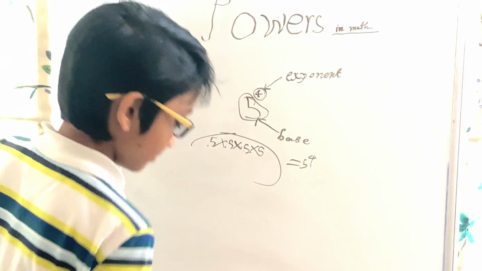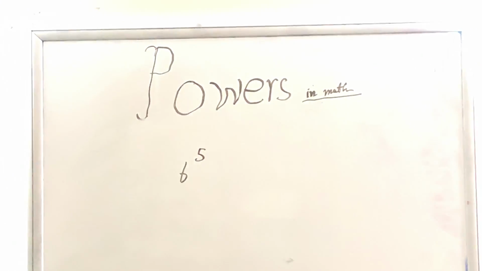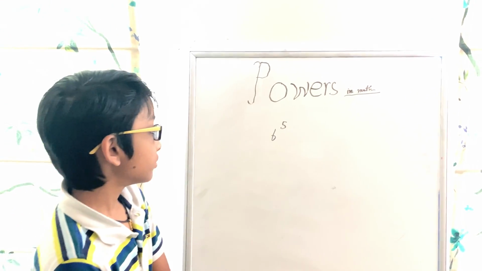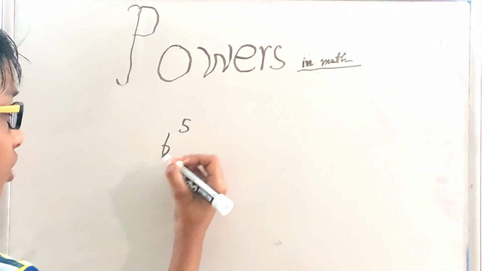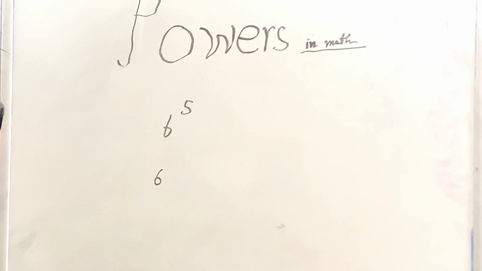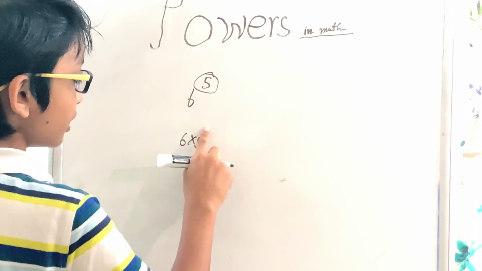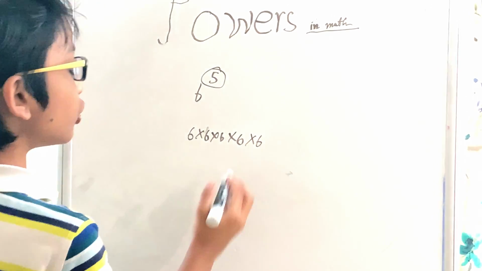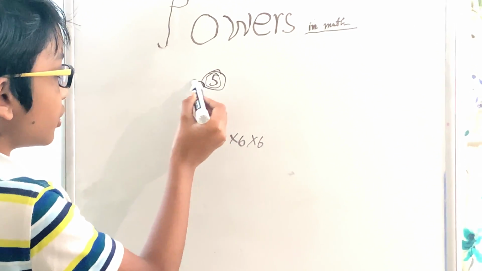Exercise! How do you write 6 power 5? I'll give you 10 seconds to do this, or you may pause the video if it's too short. Okay, so 6 power 5. The 6 is the base, so we're multiplying 6, and we do it 5 times since 5 is the exponent. So it's 6 times 6 times 6 times 6 times 6. We multiply 5 times because the exponent is 5, and we multiply 6 because the base is 6.